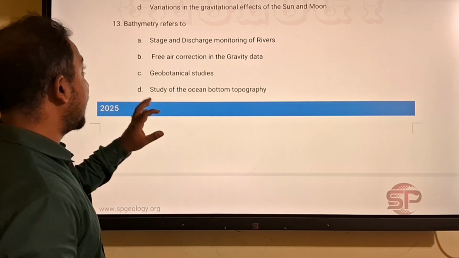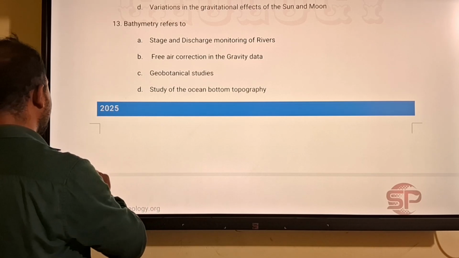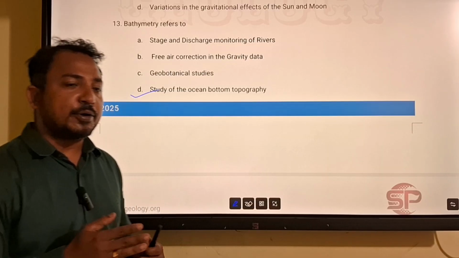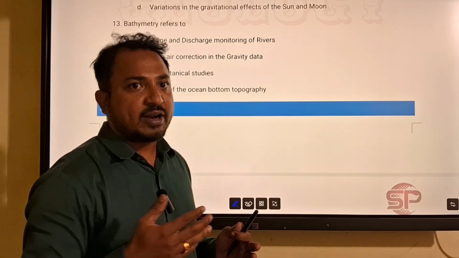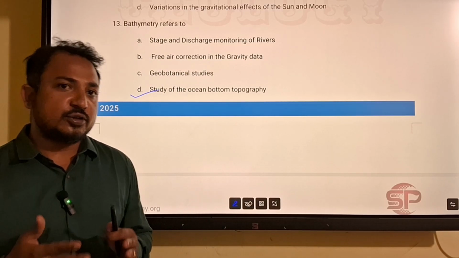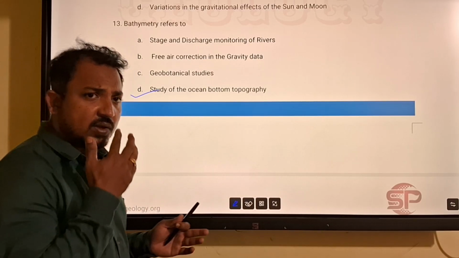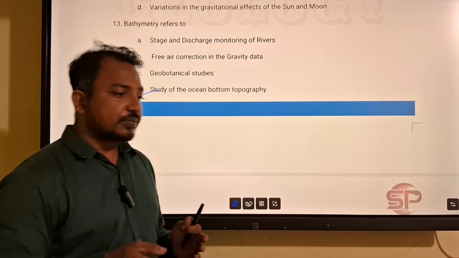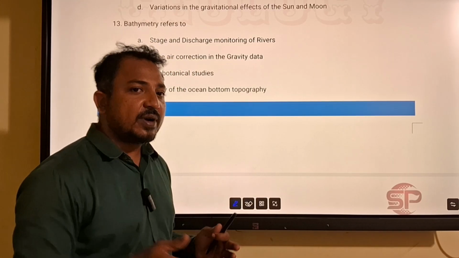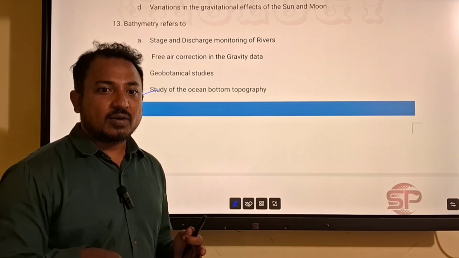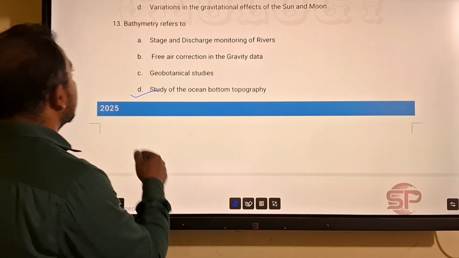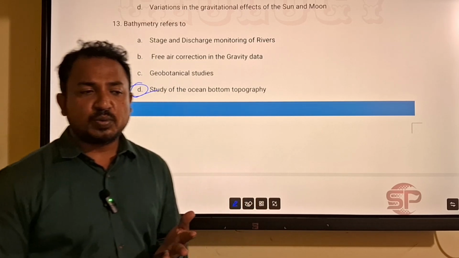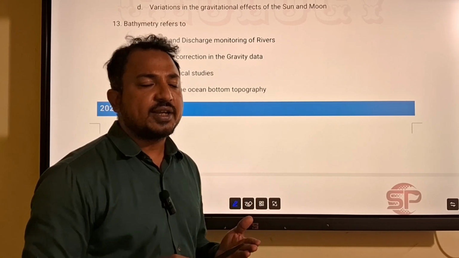Next comes, bathymetry refers to. Bathymetry refers to the study of ocean bottom topography or ocean floor. According to bathymetry, you can divide the ocean into continental shelf, continental slope, continental rise, mid oceanic ridge, and abyssal plain. They're all part of bathymetric studies. So ocean floor and their topographic changes are called bathymetry. So remember continental shelf, then slope, then rise, then abyssal plain, then mid-oceanic ridge.